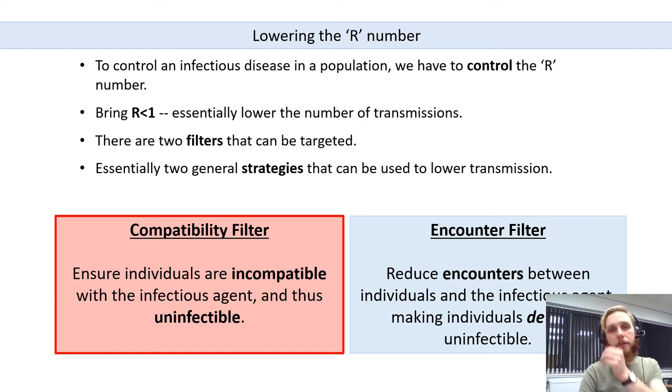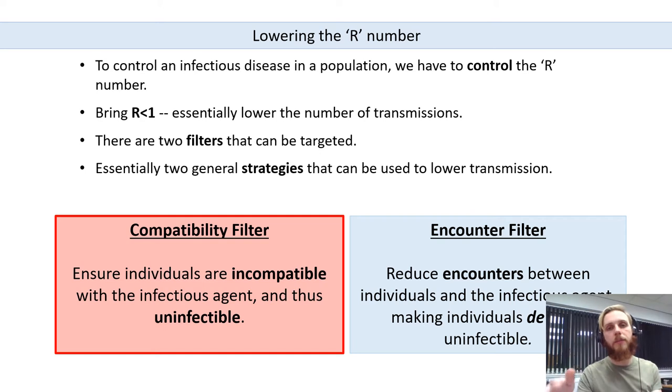The encounter filter, on the other hand, refers to the fact that any particular virus can only infect individuals it physically comes into contact with, so it can only infect individuals it actually encounters. So another way we can lower the R number is by closing this encounter filter. And what we mean by that is preventing a virus from coming into contact with individuals. Because again, if the virus isn't coming into contact with individuals, it can't infect them.